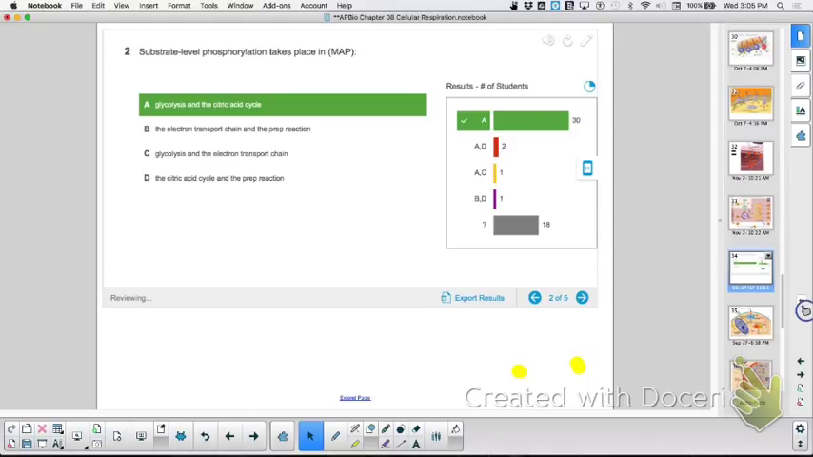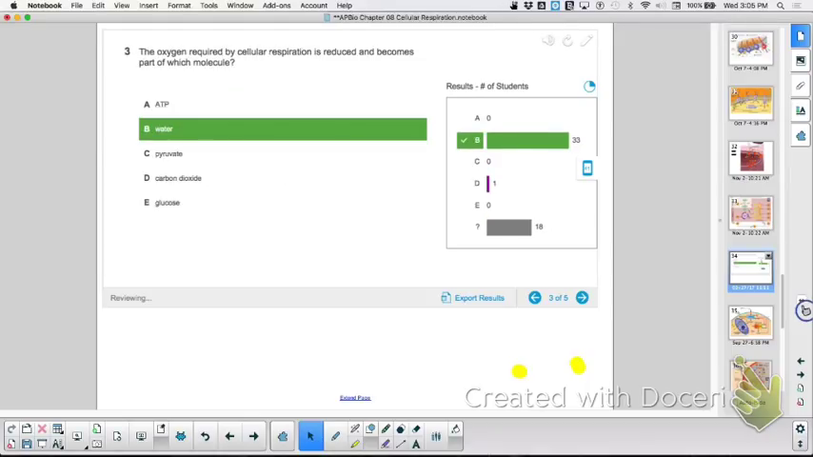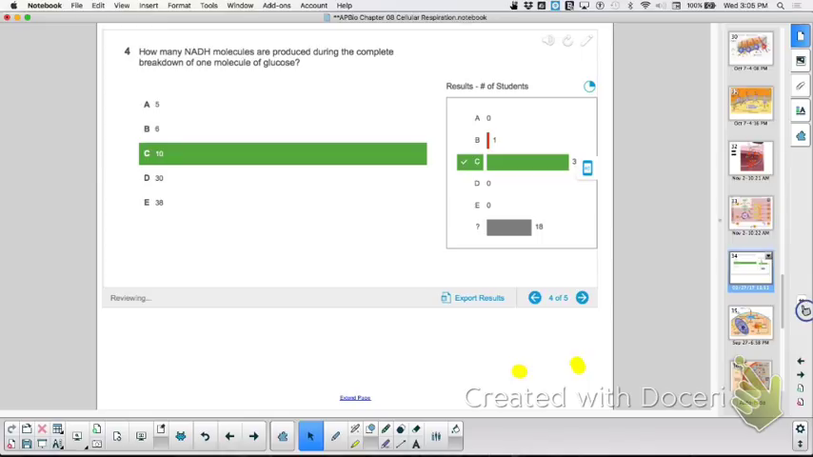Okay? Next, 3. The oxygen required by cellular respiration is reduced and becomes part of which molecule? It becomes part of water. Somebody said carbon dioxide. The carbon dioxide is given off in transition prep in the Krebs cycle. The oxygen doesn't play any role in there, right? So not there. Number 4.